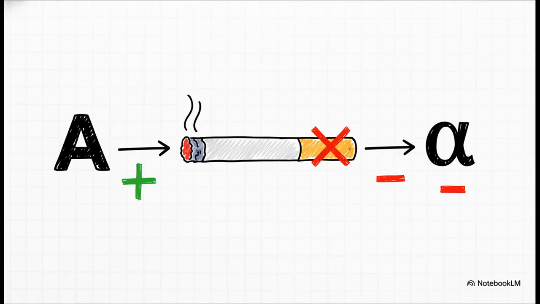Okay, so to keep track of these attributes, we use this simple but really powerful notation. If an attribute is present, we use a capital letter, like A. If it's absent, we use a little Greek letter, like alpha. So if A stands for smoker, then alpha just means not a smoker. This simple little code, well, it's the key to unlocking everything else.